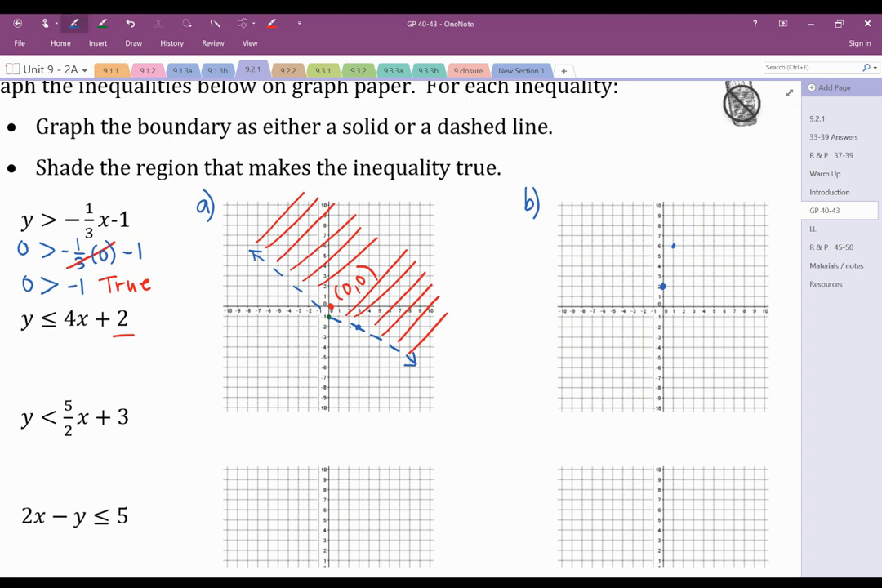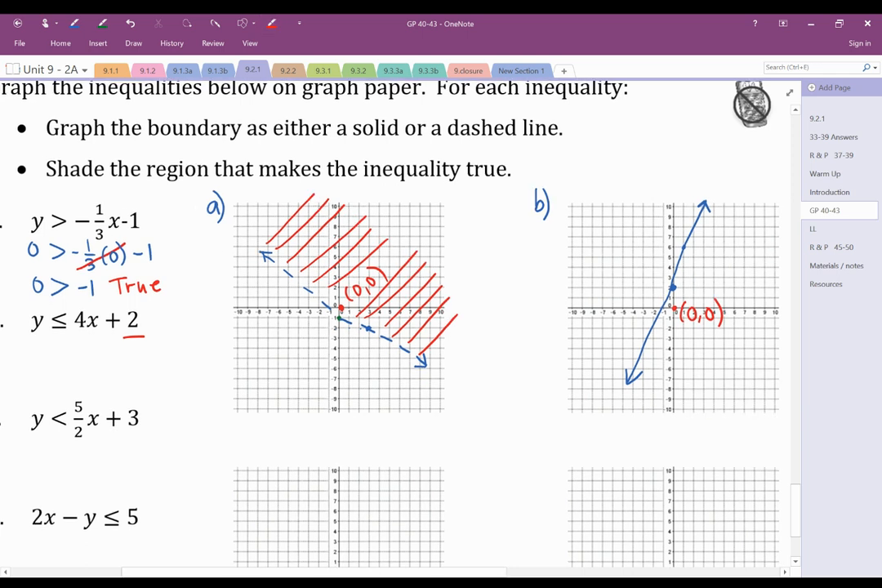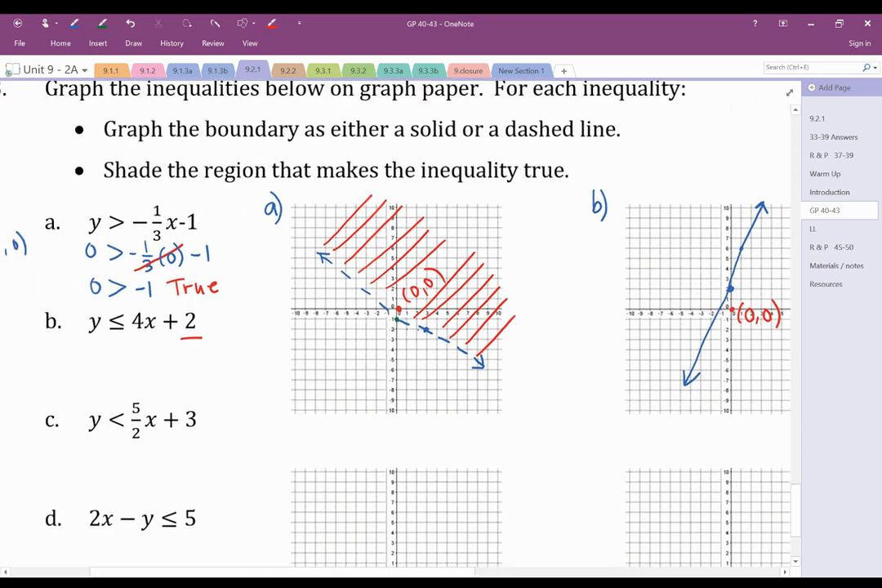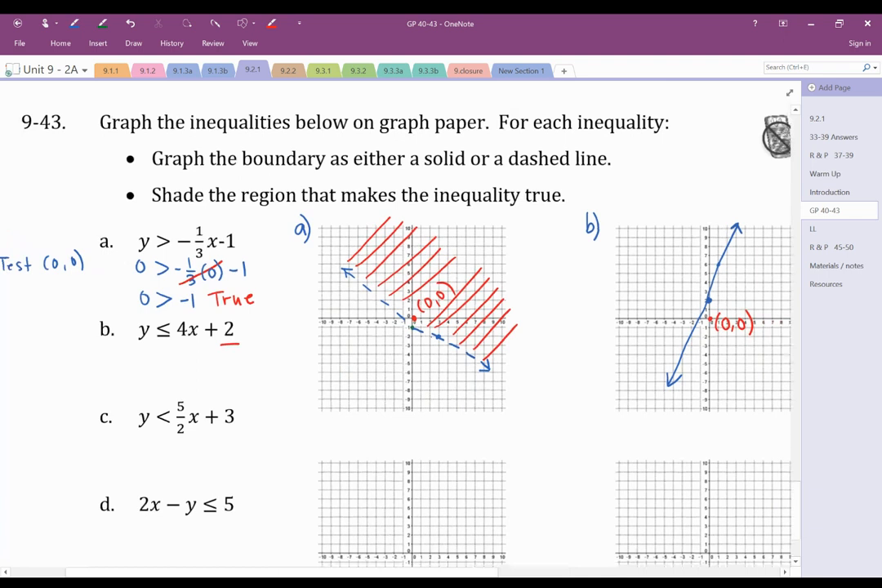So is my line solid or broken line? Solid line because we have an equal sign in our inequality. So solid line. Now we are going to test a point. So where is our 0, 0? It's on the right or below. It's on the right side. So let's go here to test our 0, 0.